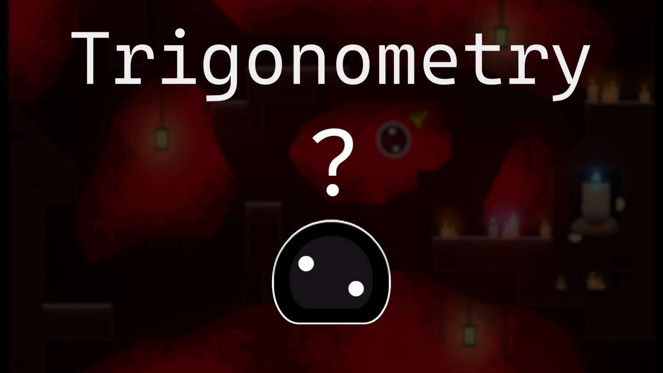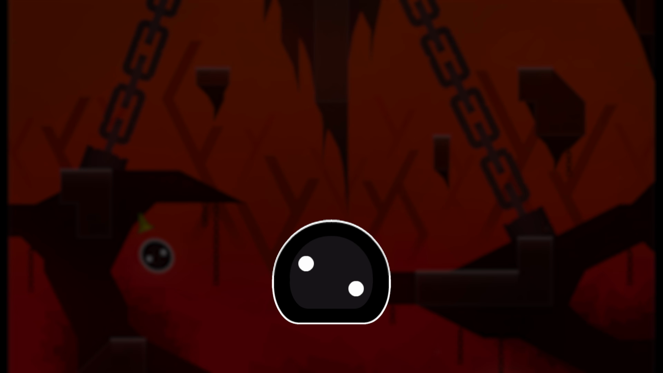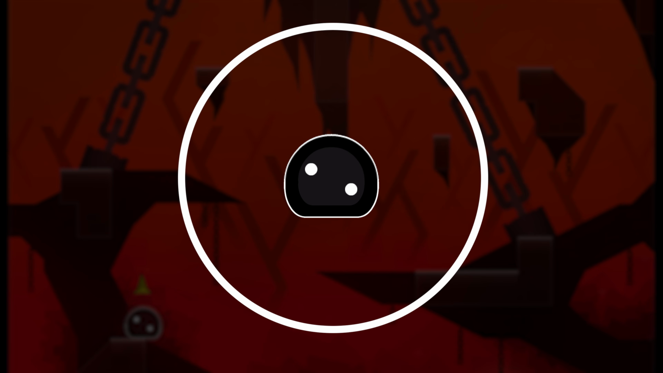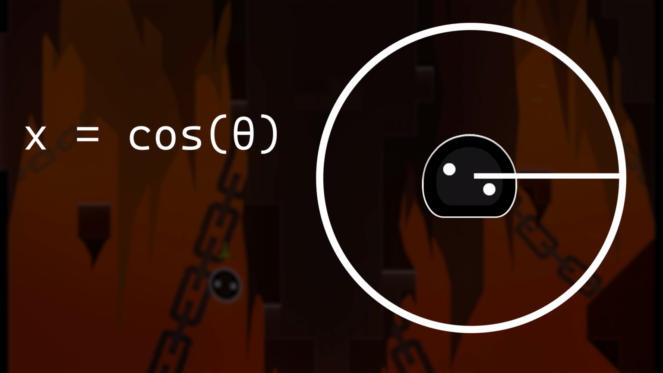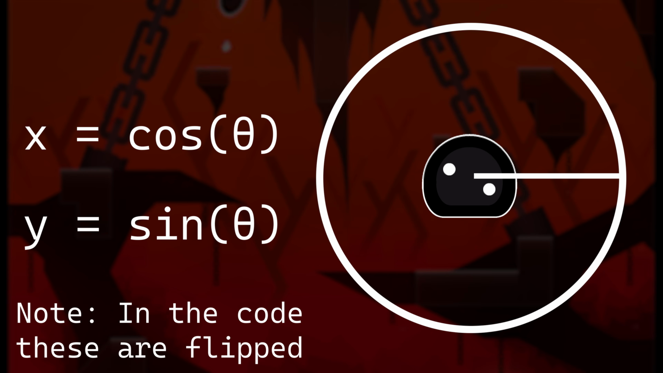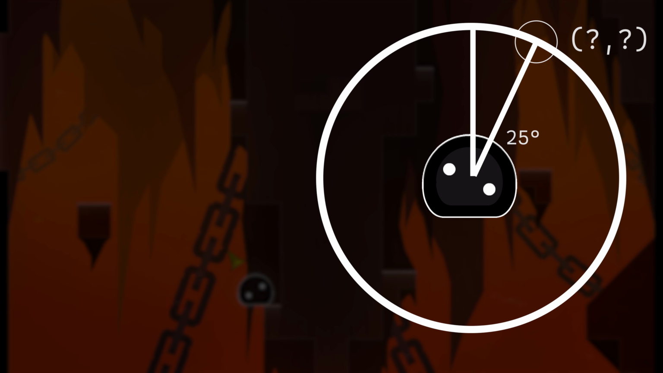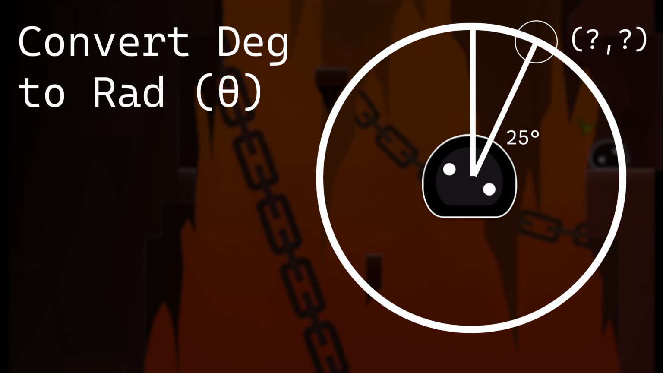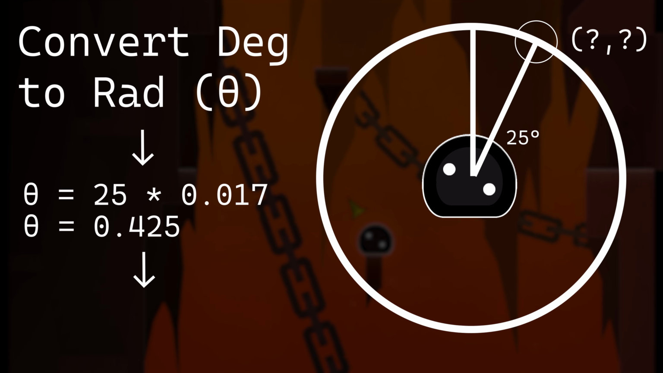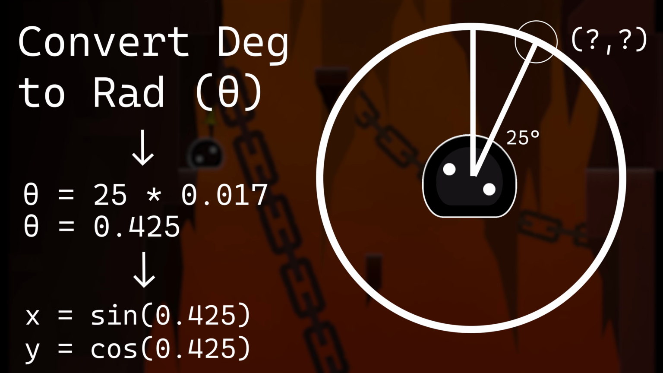The answer is trigonometry. If you ever slept in math class because you thought, why would I ever need any of this nonsense? Well, here you go. If we draw a circle around our player with an imaginary radius of 1, finding any point along the circle is found with 2 equations. X equals cosine of theta and y equals sine of theta. Let's go back to that 25-degree angle example. There's multiple steps to take, first of which is converting your angle in degrees to radians by doing this and plugging it into each of the dimensional equations.